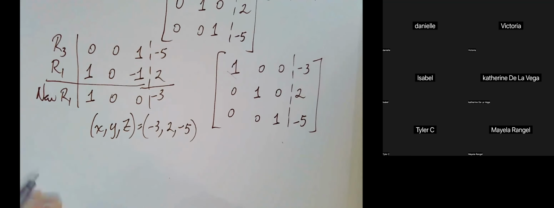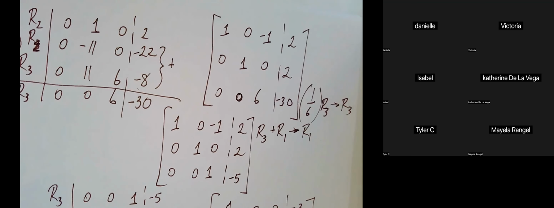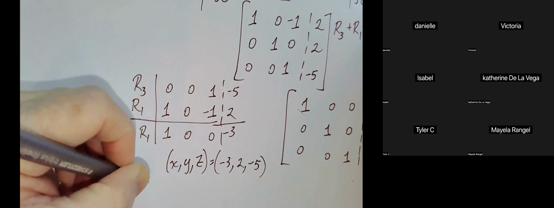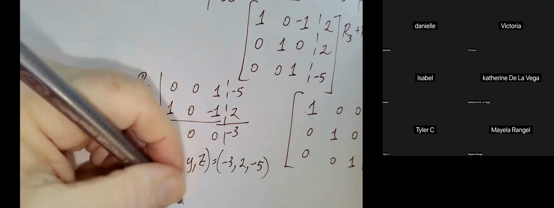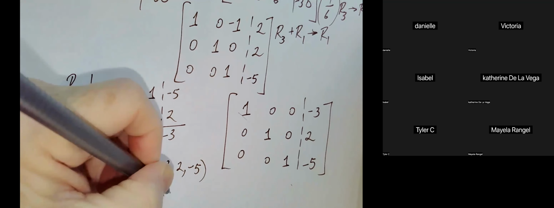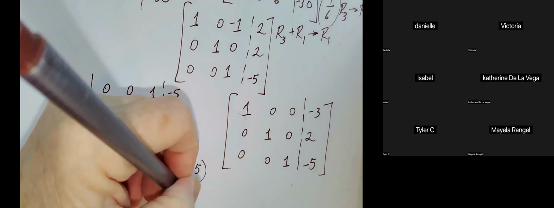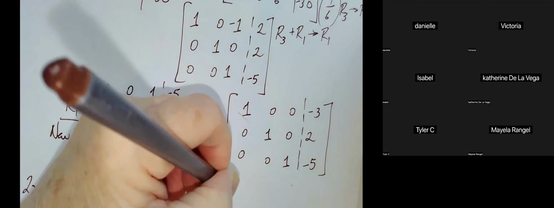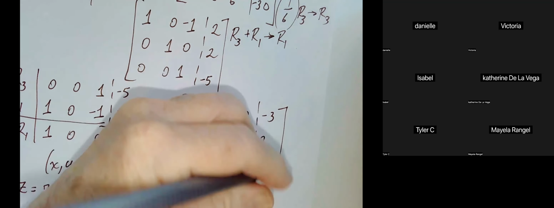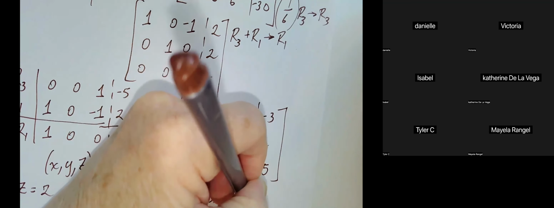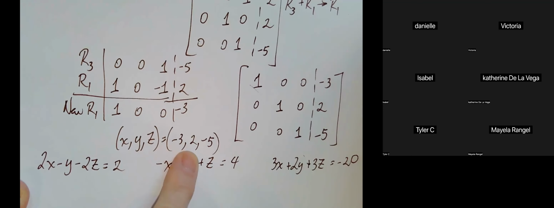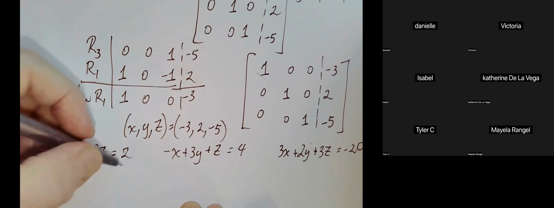Excellent. And let's check. 2x minus y minus 2z equals 2, negative x plus 3y plus 4z equals 3, and 3x plus 3z equals 20. And our solution that we're putting in is -3, 2, -5.